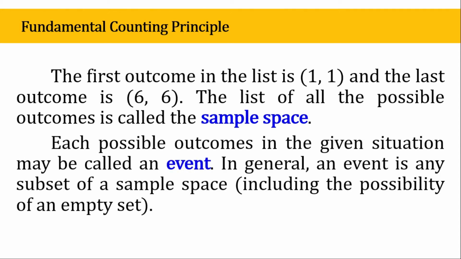Now, each possible outcome in the given situation will be called an event. In general, an event is any subset of a sample space, including an empty set. So part of the sample space is what we call the event. This is more specific. For example, list all possible combinations of two same numbers. So that is 1 1, 2 2, 3 3, 4 4, 5 5, 6 6, and all of these events are in the sample space.